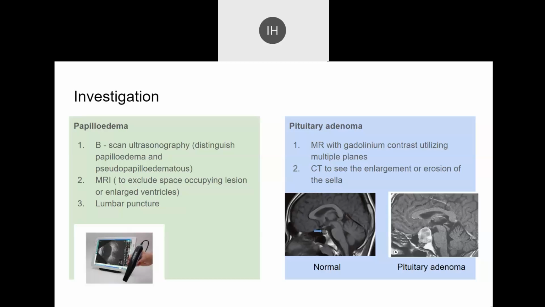Next, for the pituitary adenoma, we do MR with gadolinium contrast using multiple planes, or we use CT to see the enlargement or erosion of the sella. I've put a picture of the normal pituitary gland and then the pituitary adenoma, where we can see there is an increase in size. Next slide.